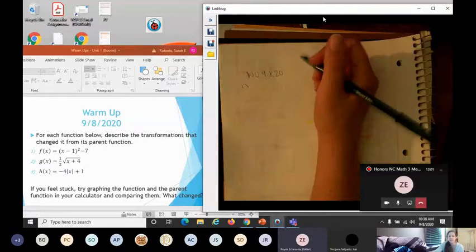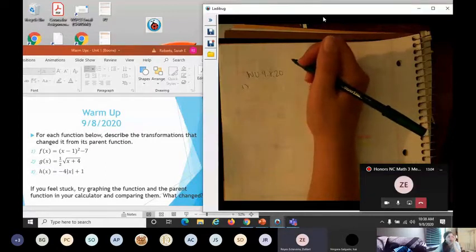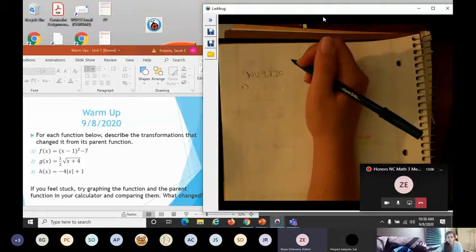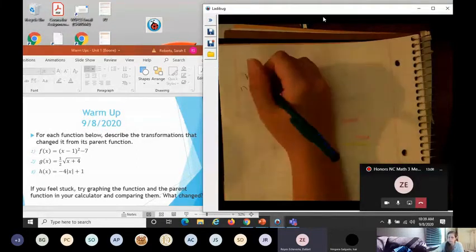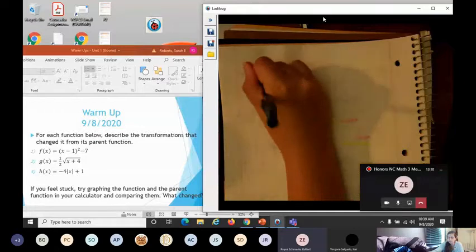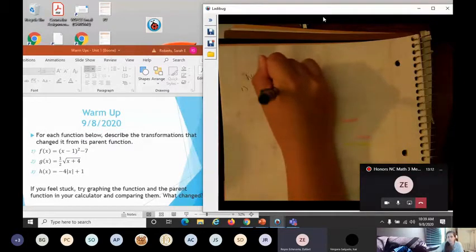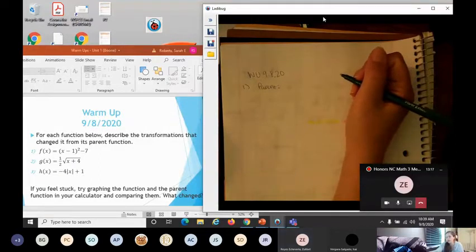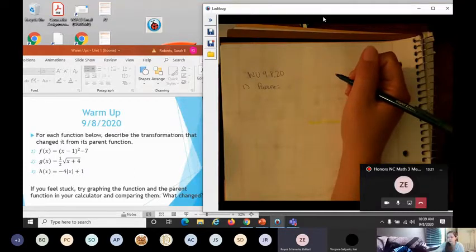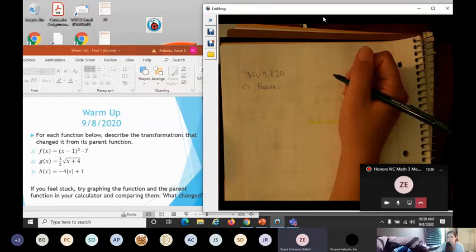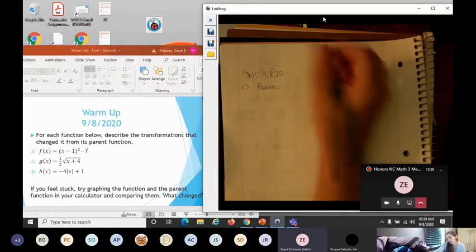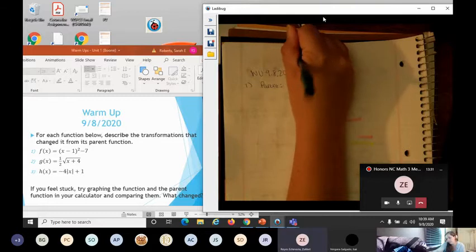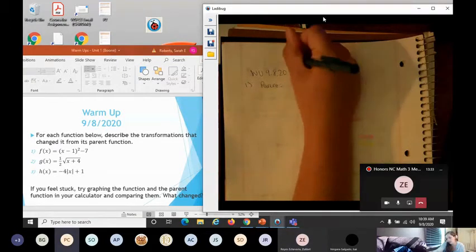So what is the parent function for number 1? I don't know. Okay, so is it linear, quadratic, absolute value, square root? So we're working with absolute value.